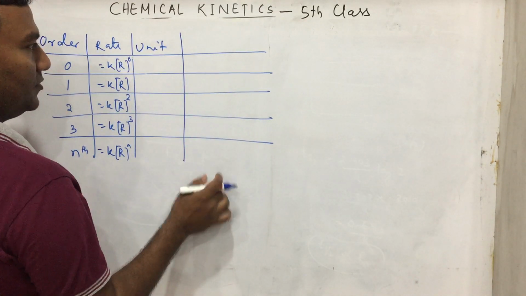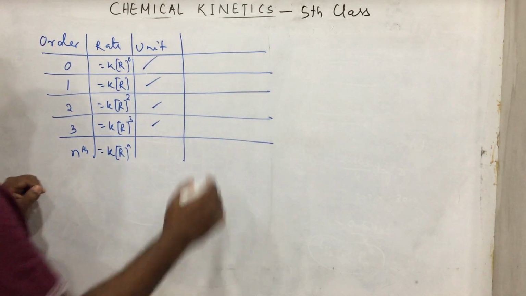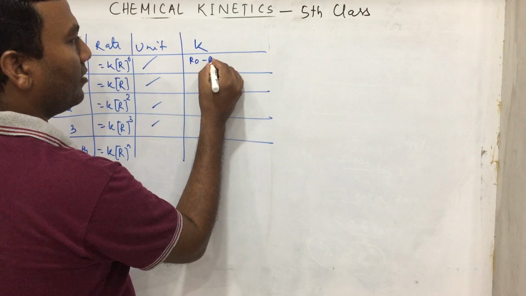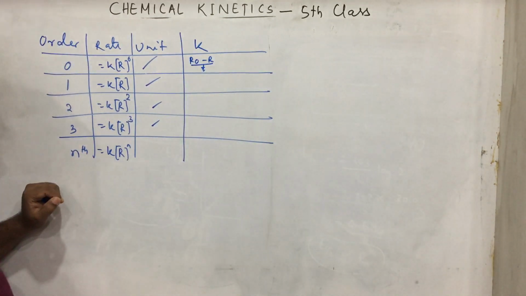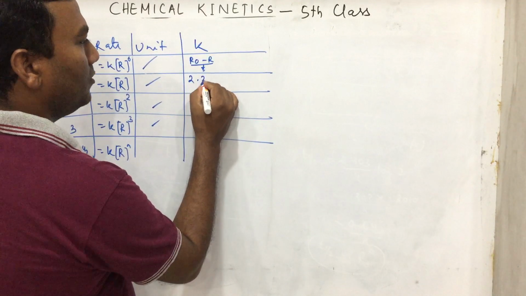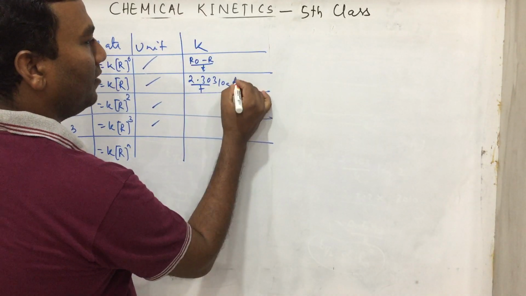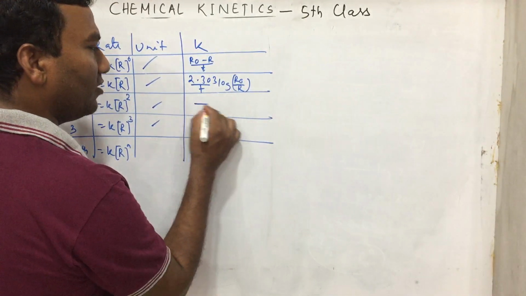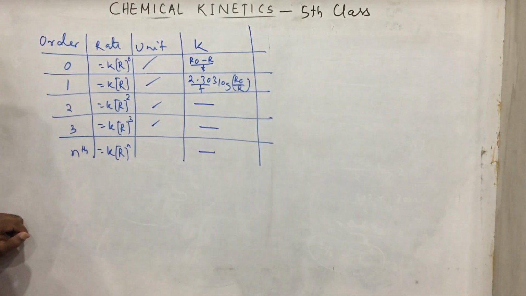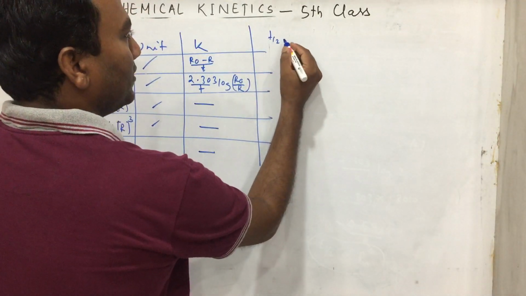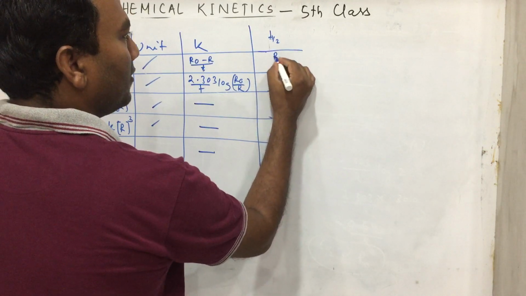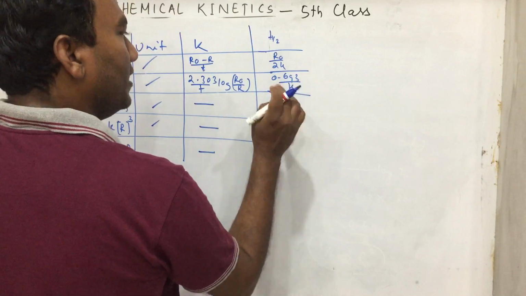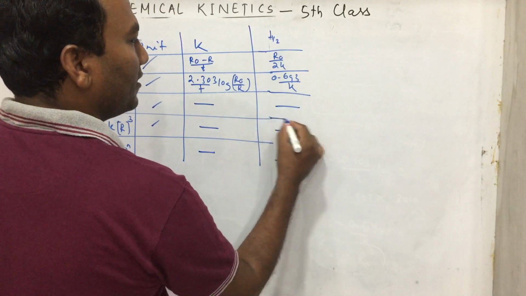Next, what are the units? Units general format we know. This part we know. Then next part is, what is the expression of K? So here K equals R naught minus R by T. Clear? Here K equals 2.303 by T log R naught by R. Okay, here the expression is there, but we are not reading. Clear? Next is, what is the half-life? T half. So here T half is R naught divided by 2K. Here 0.693 by K. Its T half is there, but we are not reading.